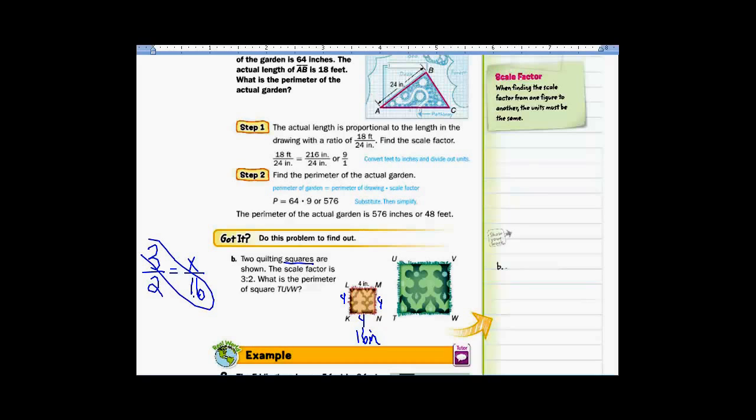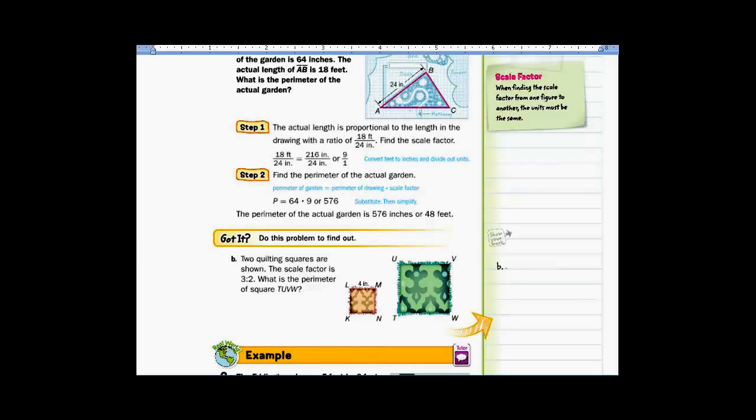So 3 times 16 is 48. 2 times x is 2x. X would be equal to 24. And we are talking about 24 what? 24 inches. Why inches? Because that's the only unit given in the entire problem. 24 inches. Okay.